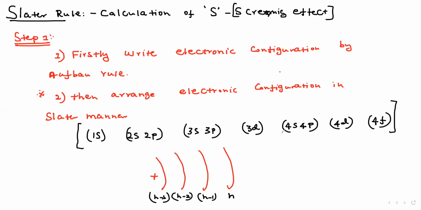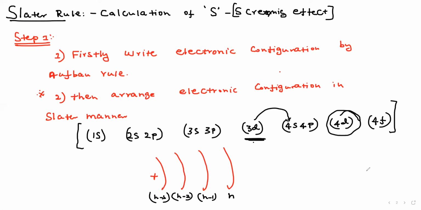Okay, see this arrangement: 4s is lower in energy compared to 3d. This is the Slater manner. You have to first write the 3d, followed by the 4s. We got the point.